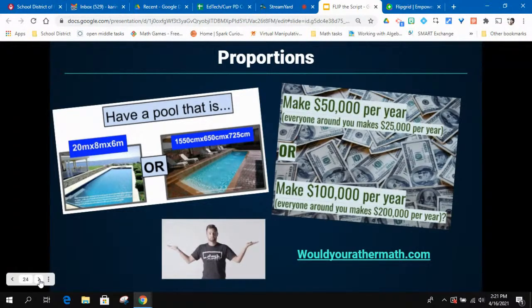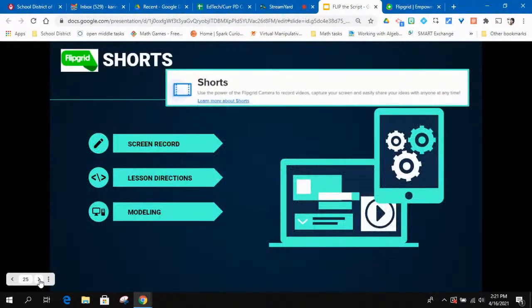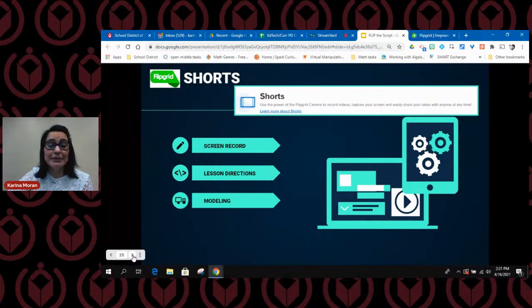The great thing about these prompts is that it really gets students talking and justifying, really practicing mathematical practice 3, critique the reasoning of others. So now I'm going to share a little bit about Shorts. Shorts is something that's available on Flipgrid. You have the ability to screen record, to have lesson directions, and you can always use it for modeling.